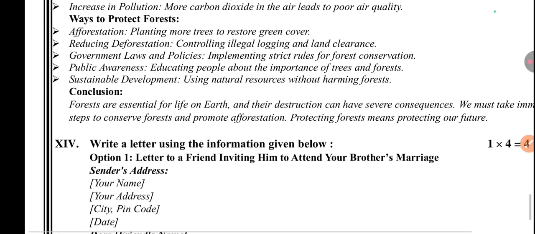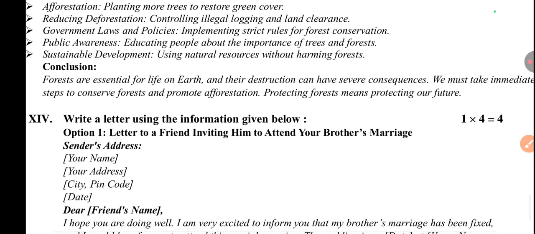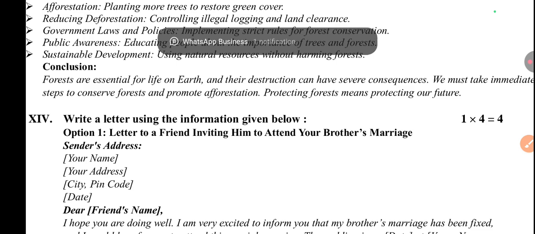Conclusion: forests are essential for life on earth, and their destruction can have severe consequences. We must take immediate steps to conserve forests and promote afforestation. Protecting forests means protecting our future.